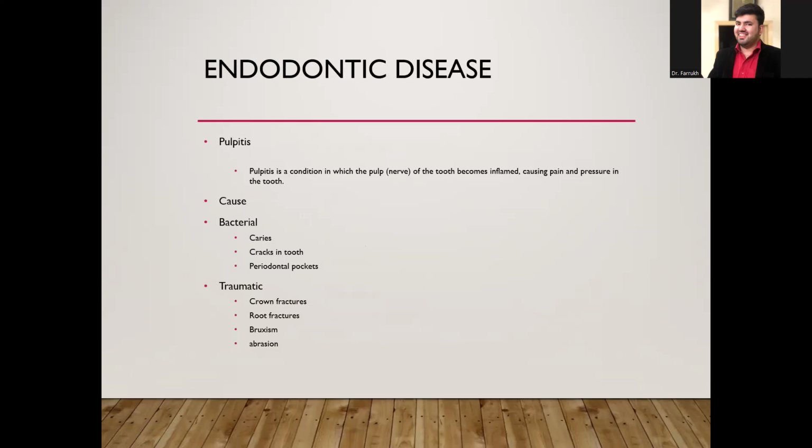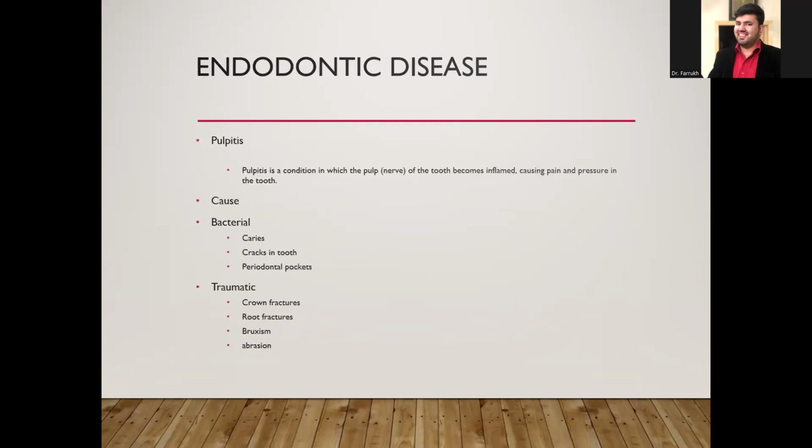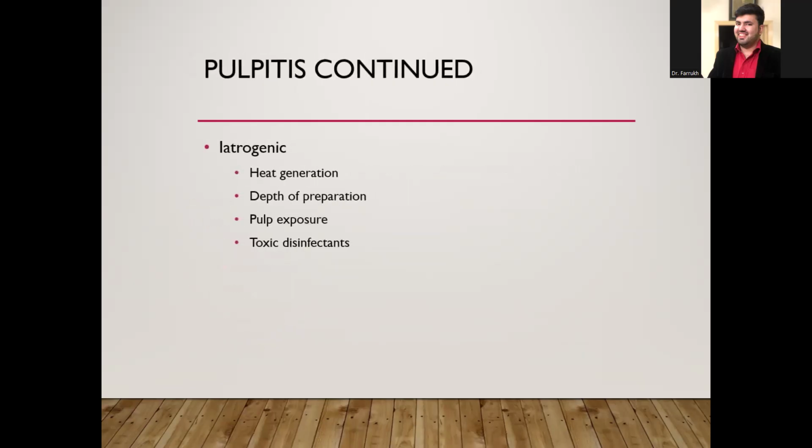Basically there are types of causes. Bacterial causes can include caries, cracks in the tooth, or periodontal pockets. You should know that. Traumatic causes include crown fractures, root fractures, bruxism, and abrasion. There is another factor which can lead to pulpitis, which is iatrogenic. It can be due to heat generation, depth of preparation when you are preparing, pulp exposure, or toxic disinfection.